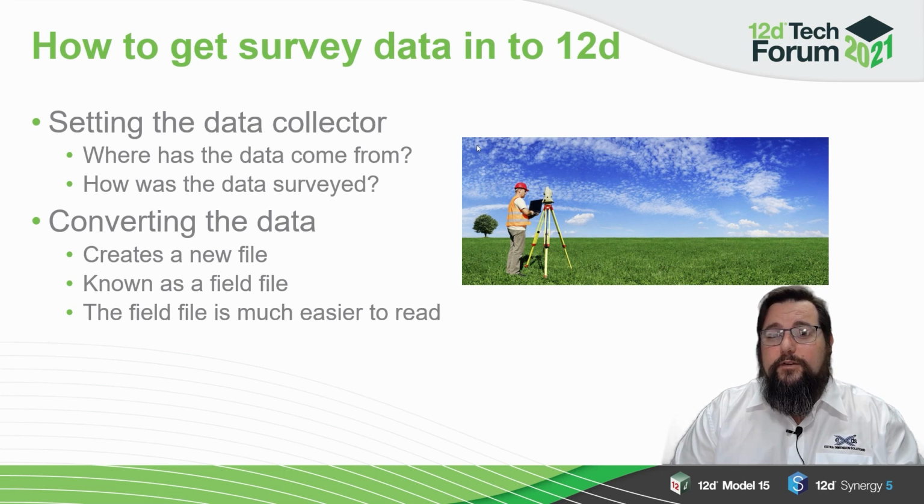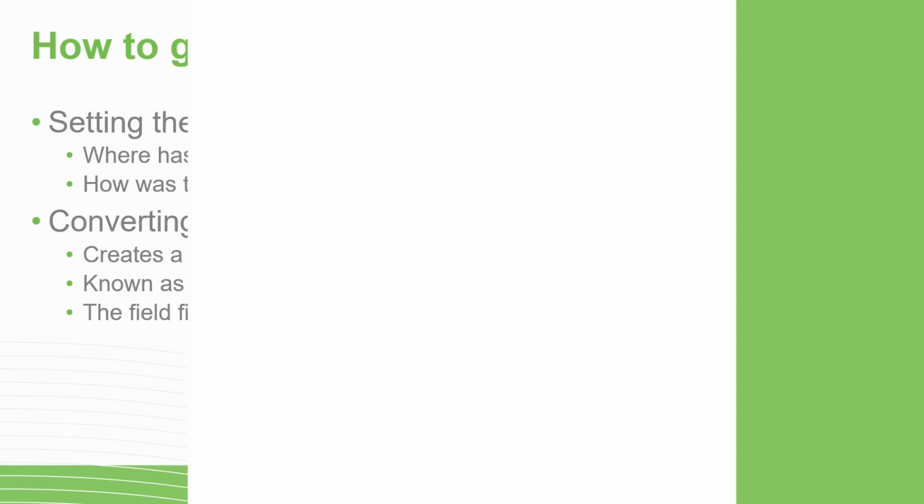To read your data into 12D model, you first need to convert the raw data into a field file. As you'll see in a moment, this is a simple method using a tool to select the raw data, then press convert, which will then do the work for you. The raw data file is converted to a standard 12D model raw field file format, known with the extension .fld. Now over to Ben to show you how it's done.